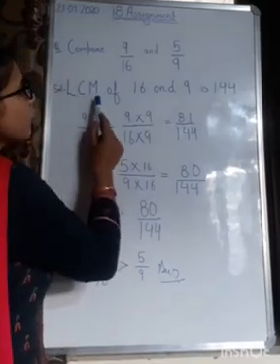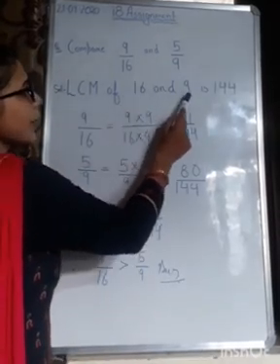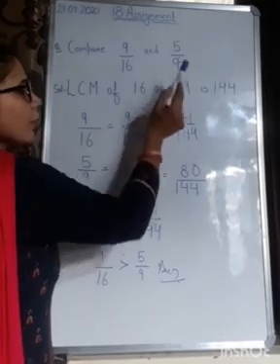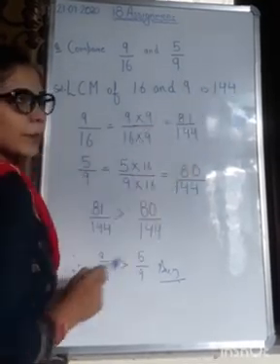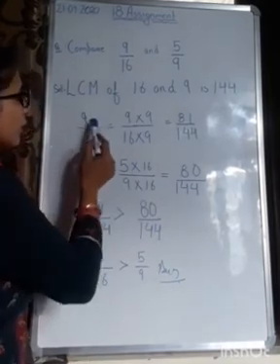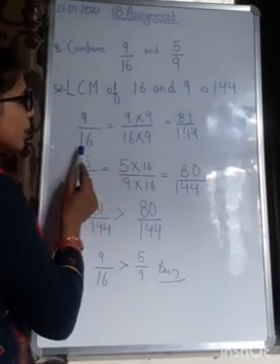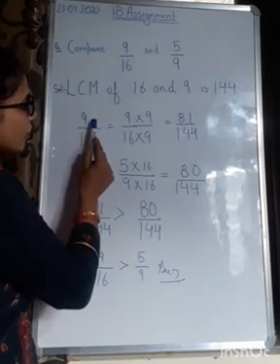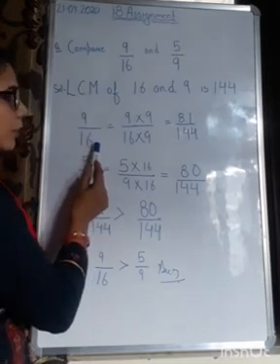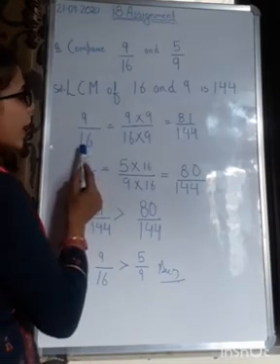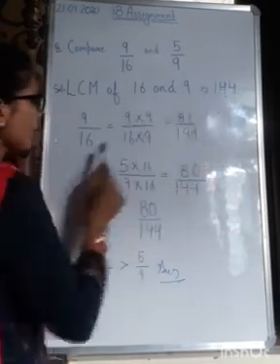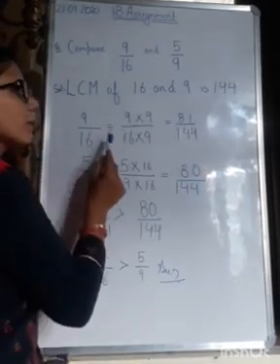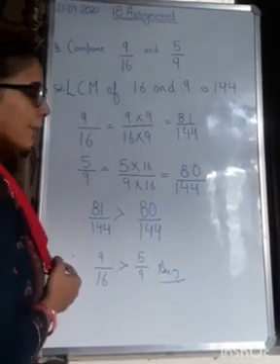For that we have to find the LCM of 16 and 9, that is the denominators of the fractions. So the LCM of 16 and 9 is 144. Clear? Now you take the first fraction, 9 by 16. You have to multiply the numerator as well as the denominator by a number so that the denominator becomes equal to the LCM. It means you have to make 16 equal to 144.